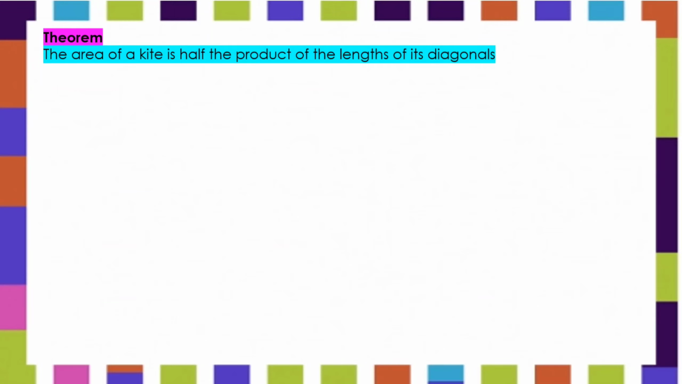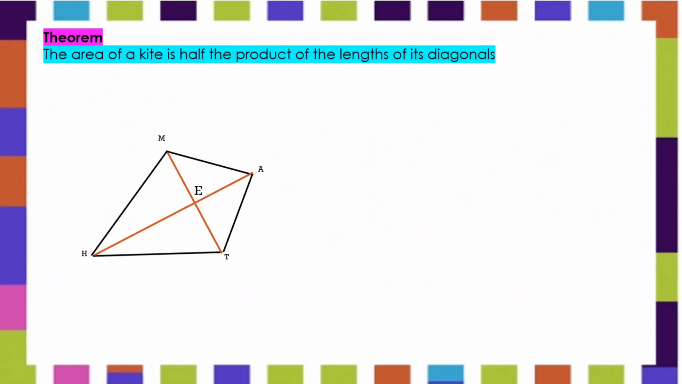So, sabi ng theorem number 2, we have the area of a kite is half the product of the lengths of its diagonal. So, let's say we are given this kite MATH with diagonal MT and AH that meet at point E. Okay? So, sabi dito, let's try to find the area of a kite. If MT, so yung MT, ito yung isang diagonal natin, is equal to 4 meters and AH, so that's yung isa pang diagonal, is equal to 6 meters.